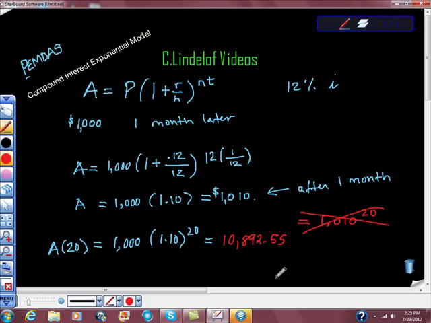So, an easy model to use. The mistake that's made is people don't follow PEMDAS. So remember, follow PEMDAS. Make sure that you use your exponents before you do your multiplication.